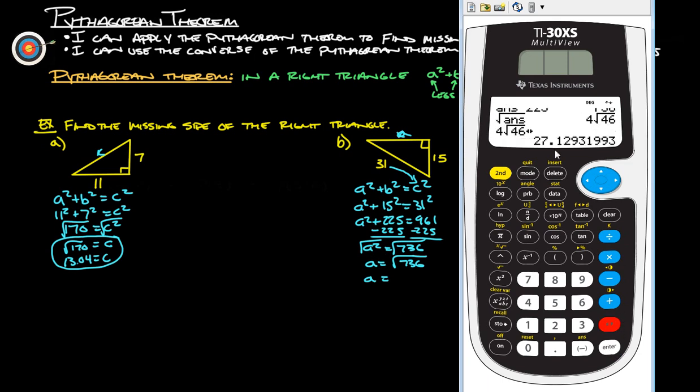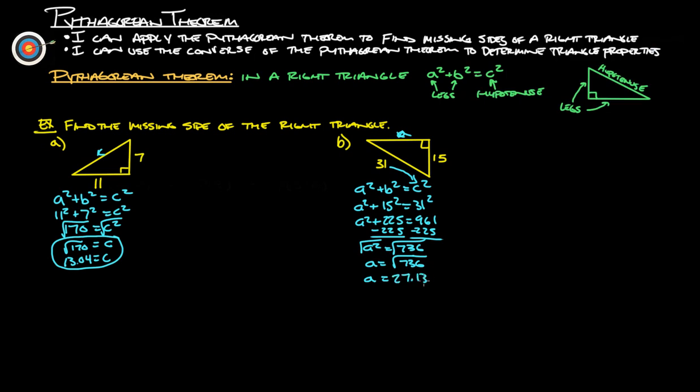Again, I'd rather have a decimal answer, 21.129. The 9 tells the 2 to get bigger, so 27.13. Okay?